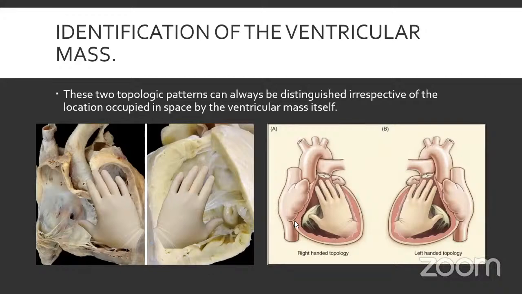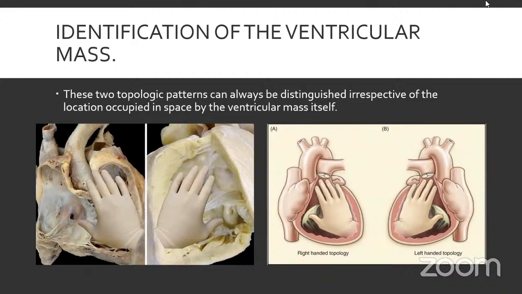Let's say, for example, that the morphological RV was on the left side of the human body. We will not be able to fit our right hand inside the inlet. We will be able to fit our left hand inside of that. This is termed left-handed topology. So in order to decide the topology, you'd use the RV.